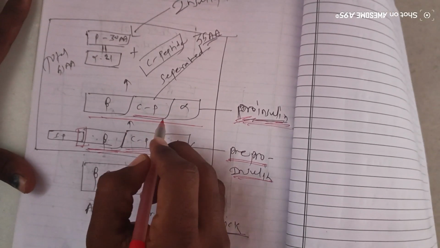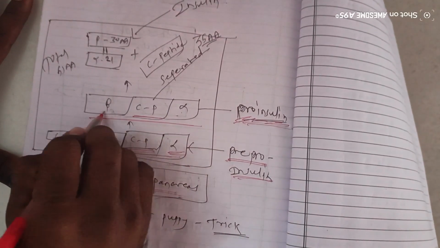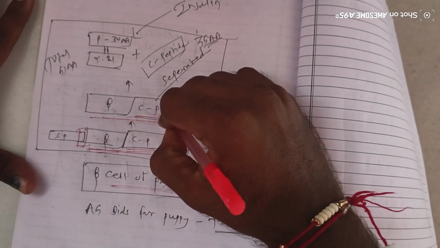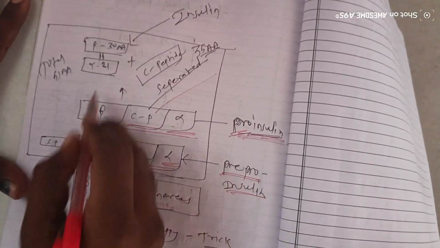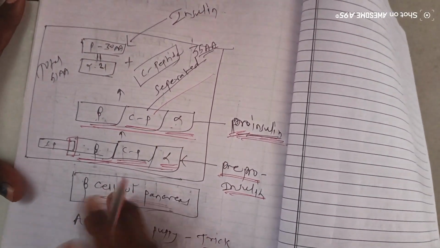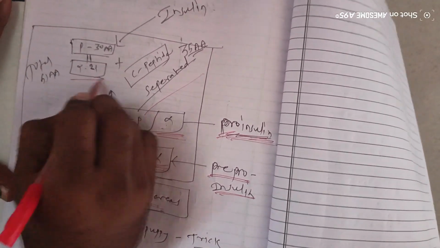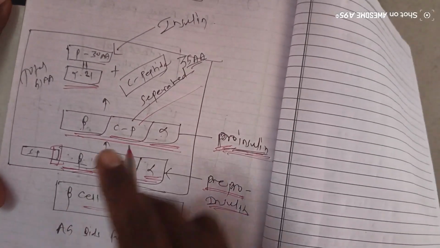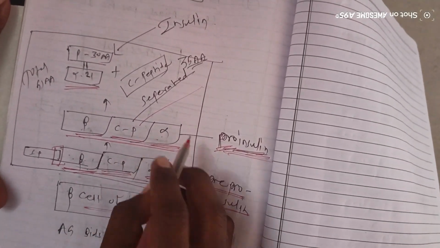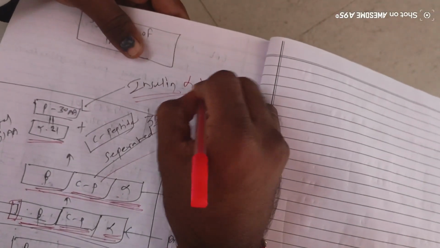C peptide, which connects the alpha chain and beta chain of insulin, gets separated. The remaining two chains get attached to each other by a bond. That bond is called peptide bond. And this is the insulin structure, alpha chain and beta chain. This is the structure of insulin. C peptide gets separated from this proinsulin to form insulin. And this insulin has two chains, alpha chain plus beta chain.